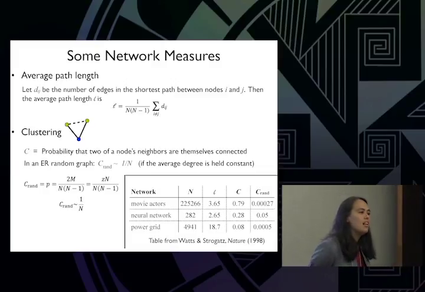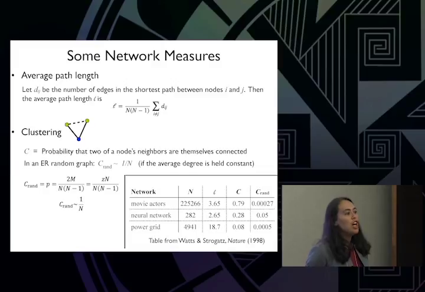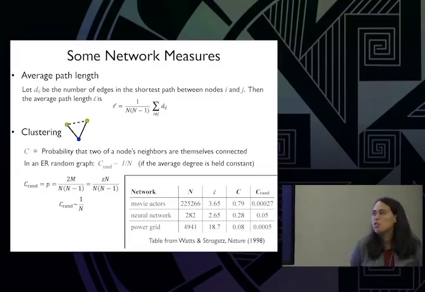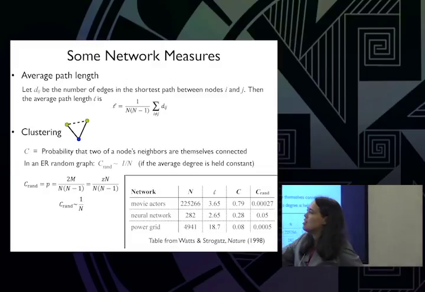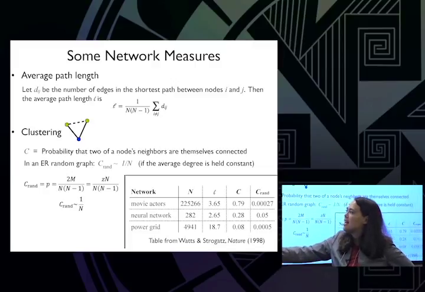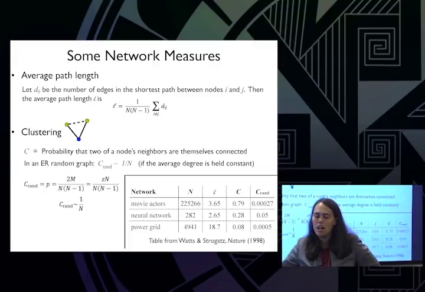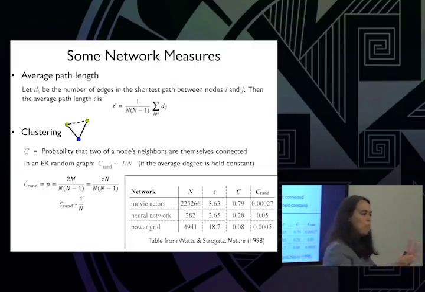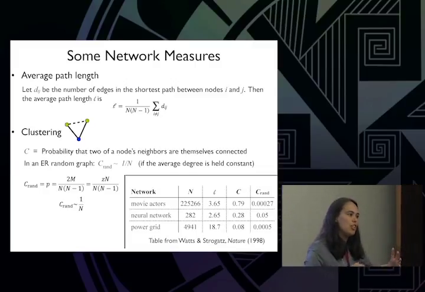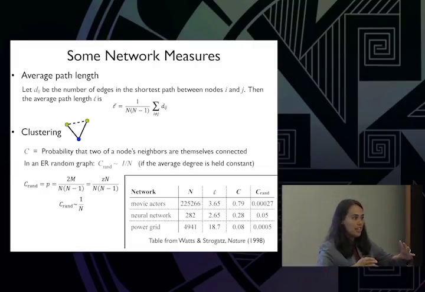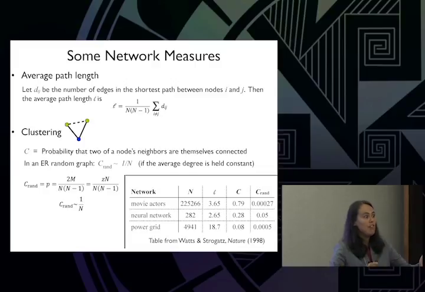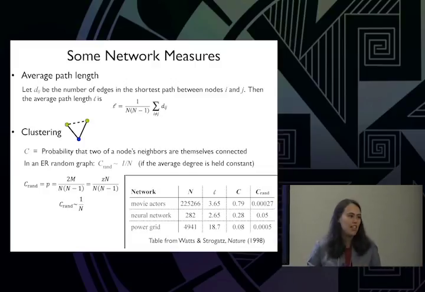Yes? Michelle, if the two are not connected, what is the path length? So we would call it infinity. So in general, when you're doing this, you would calculate it only for the component where everything is connected. You take the largest connected component, where there's a path from one node to everything else, and then you would calculate this.